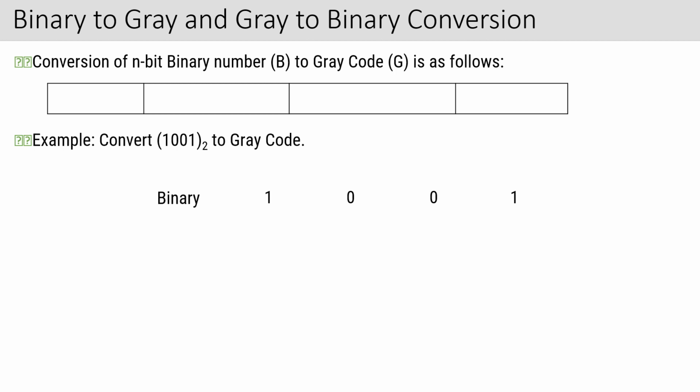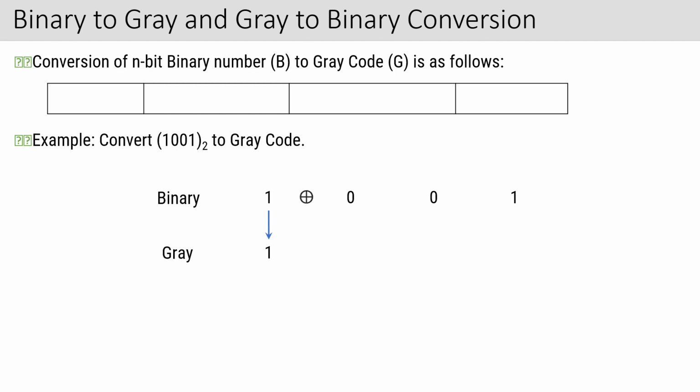Okay, you have to convert 1001 to gray code. So what will you do first? You will write down the binary number 1001. Then what you are supposed to do in gray? You know what you will do? The first number you write as it is. So 1 will remain as 1. Then what you will do? You will write the combination of 1 and 0.